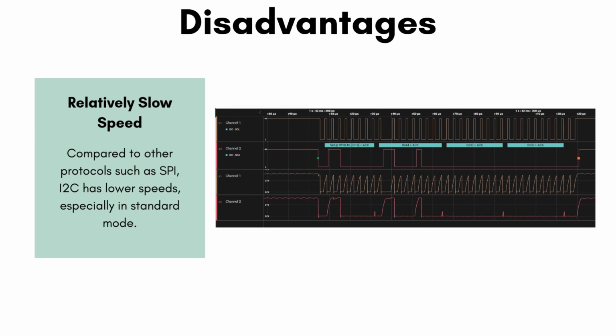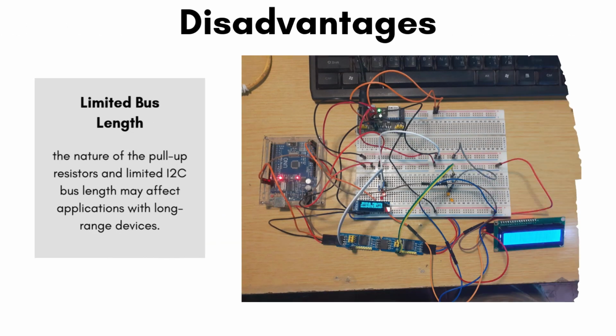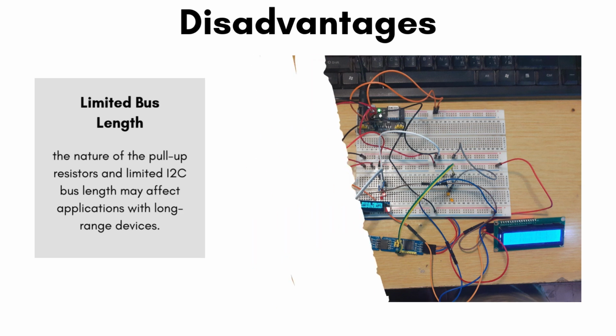For an example setup, there is a 3.3 volt power supply that connects to the SDA and SCL through resistors, a master device connected to SDA and SCL, and slave devices, each with a unique address, for example 0x27 and 0x68. The next disadvantage is limited bus length. I2C isn't great for long distances due to the way it uses resistors.